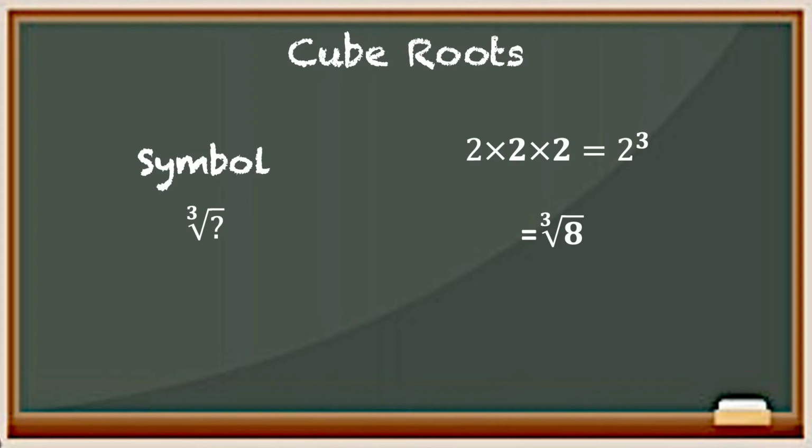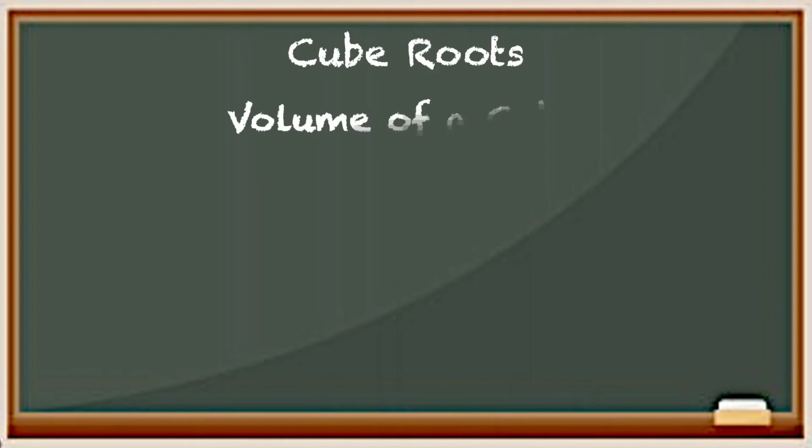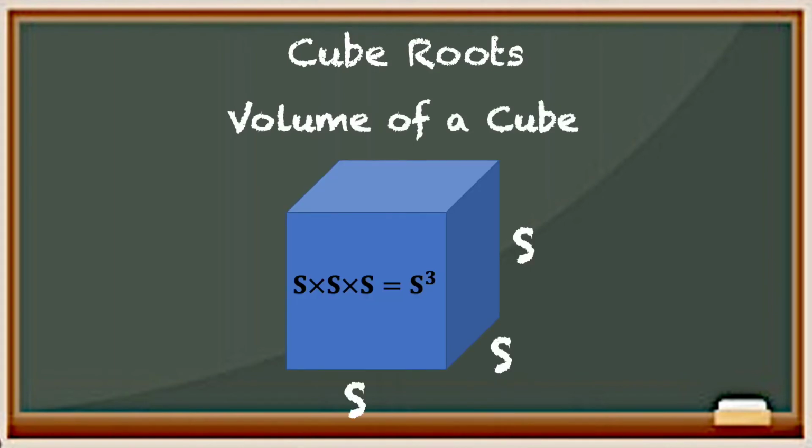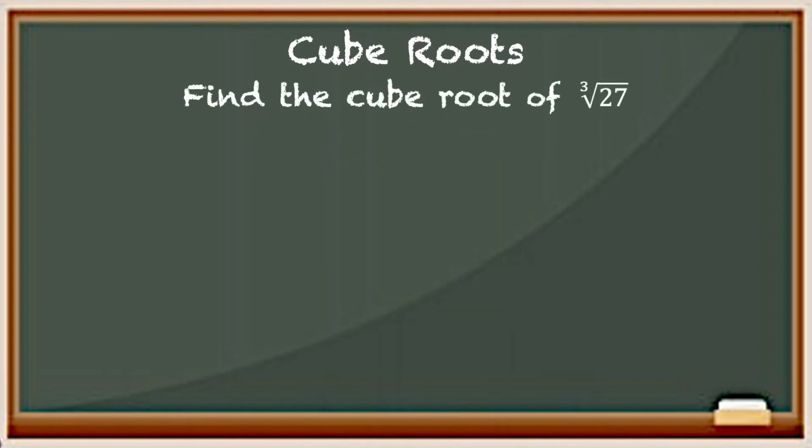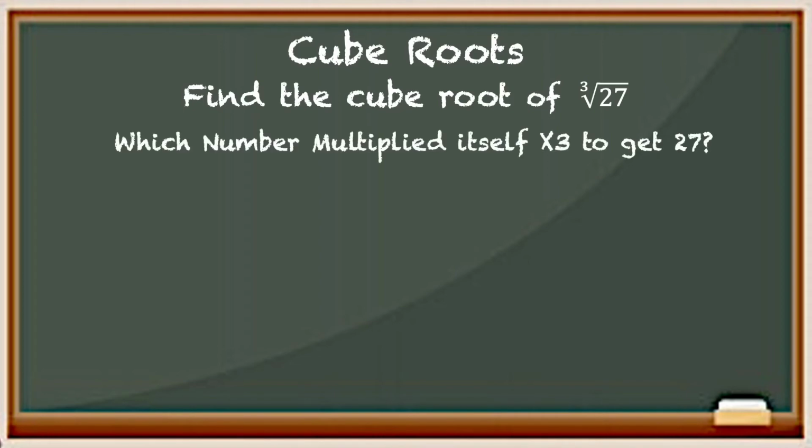Furthermore, it is best if you think of cube rooting as taking the volume of a cube, which is side times side times side is equal to side cubed. So for example, find the cube root of 27. The examples of cube roots look very similar to the square root symbol, except now there will be a 3 in the corner as mentioned earlier. This means that we're trying to find out which number is being multiplied by itself 3 times to get the number.